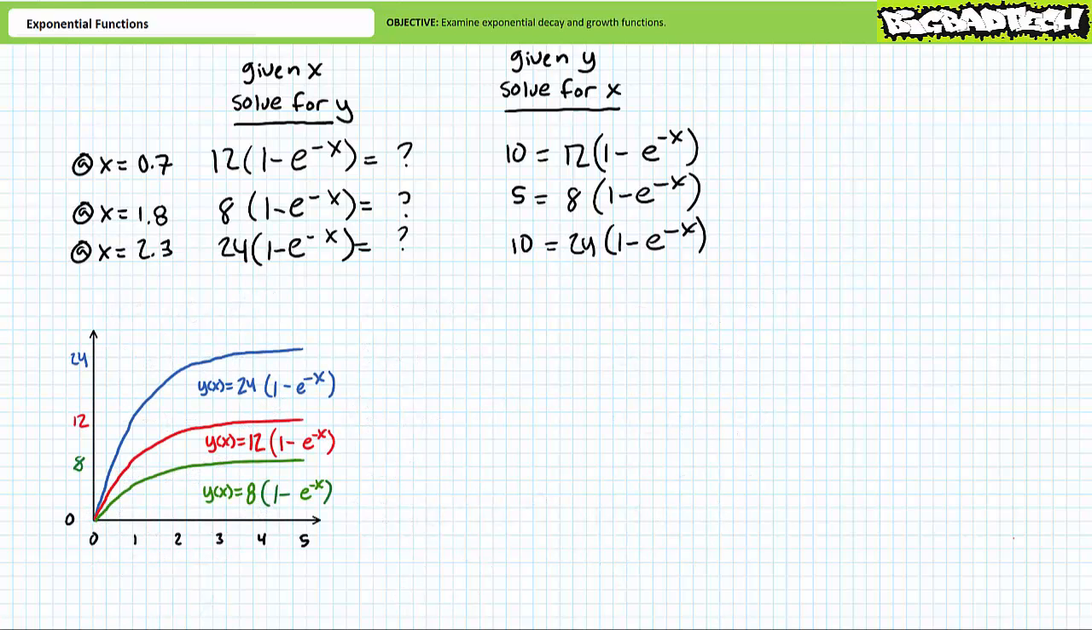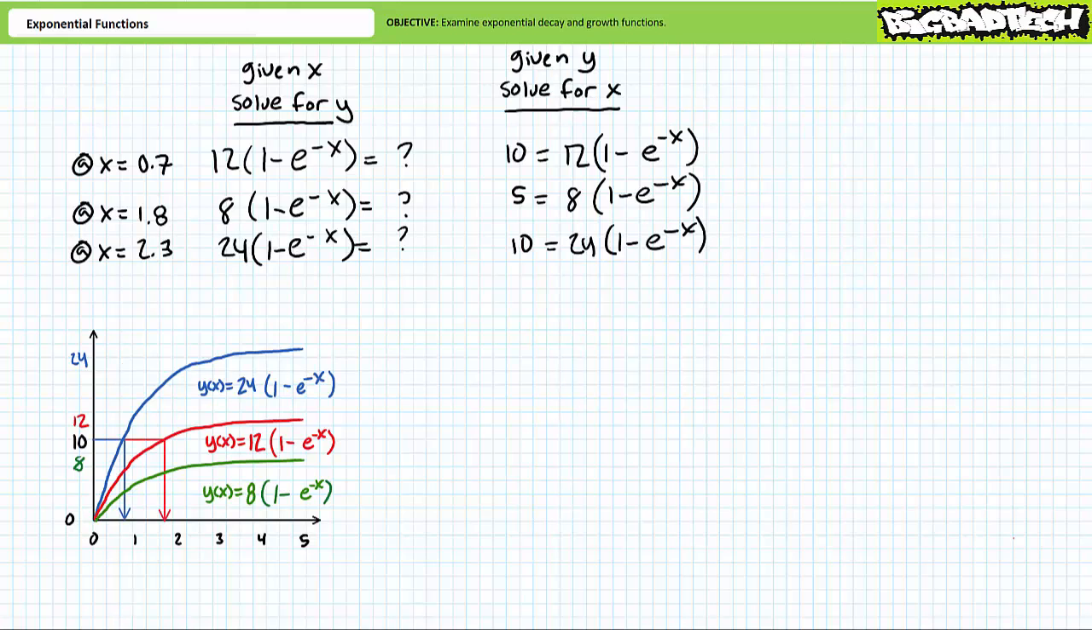Finally, if we were to plot any of these functions for values of x equals 0 to 5, they would all look astoundingly similar. All functions start at 0 and rise to the specified constant value by x equals 5. 12 times 1 minus e to the negative x starts at 0 and grows to 12 over a span of x equals 0 to x equals 5. 8 times 1 minus e to the negative x starts at 0 and grows to 8 over a span of x equals 0 to x equals 5. And finally, big surprise, 24 times 1 minus e to the negative x starts at 0 and grows to 24 over a span of x equals 0 to x equals 5.